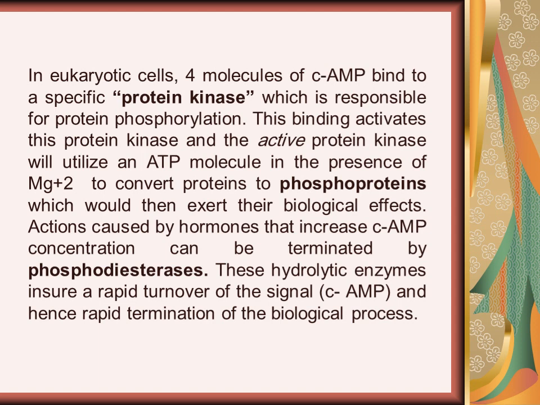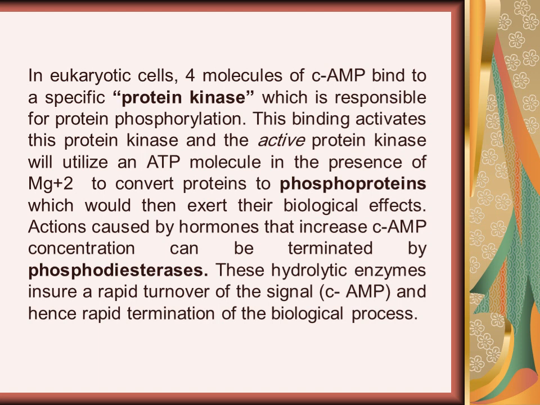In the eukaryotic cell, 4 molecules of cyclic AMP bind to a specific protein kinase, which is responsible for protein phosphorylation. This binding activates the protein kinase, and the active protein kinase will utilize an ATP molecule in the presence of magnesium to convert protein to phosphoprotein, which would then exert its biological effect.